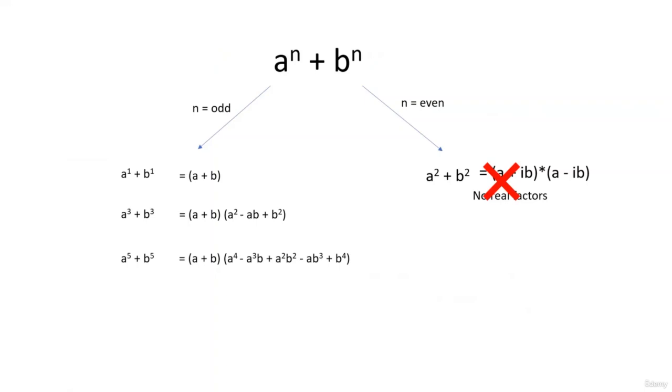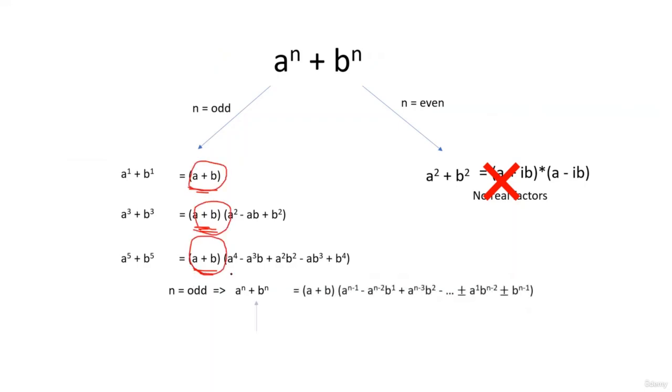Okay, and if you observe carefully, guys, when n is odd, for a raised to n plus b raised to n, all of the terms we listed here have a plus b as a factor, right? If you observe carefully, all of these terms will have a plus b as a factor, right? So we can write this in general. Whenever we have a raised to n plus b raised to n and n is odd, a plus b is always a factor of the given expression.